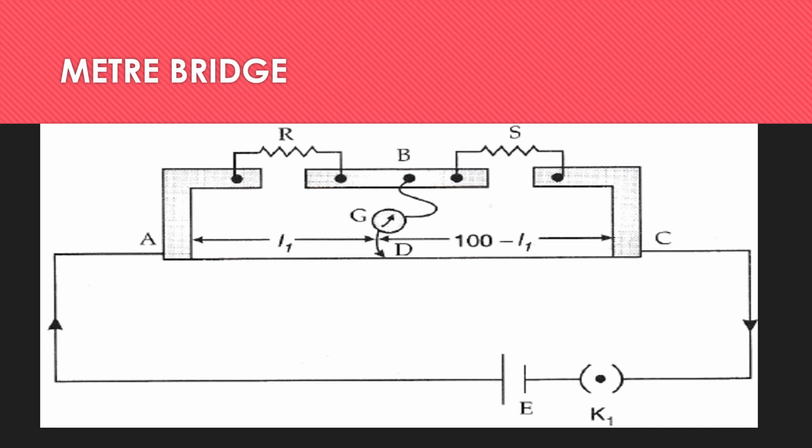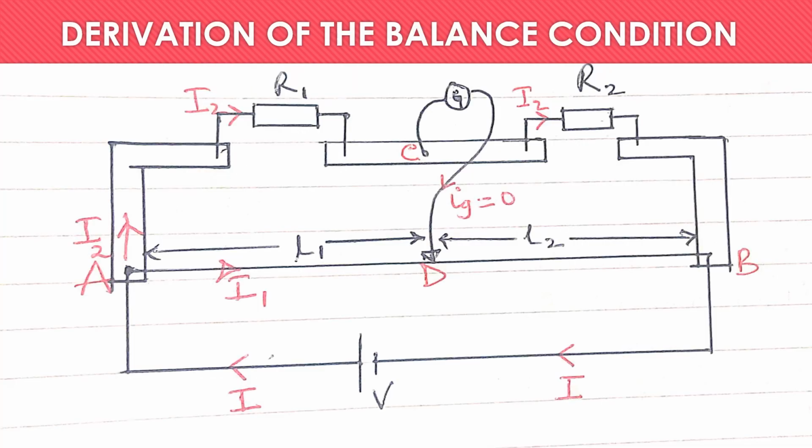This bridge circuit is connected to a driver cell, and we have a plug key in this diagram, but the switch can always be any other type of switch. Current flows from the driver cell, reaches point A, and then it splits into two. Some current goes through the copper strip to R and S, while some current flows through the resistance wire. And then at some point we are able to determine the balance condition.